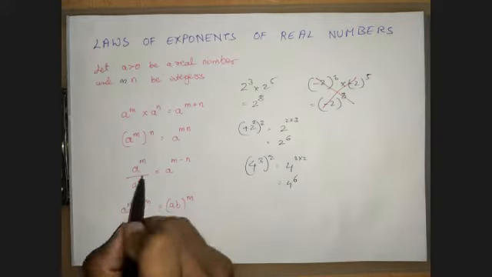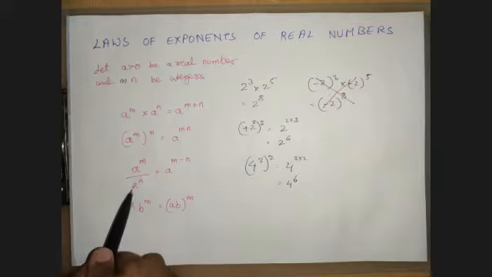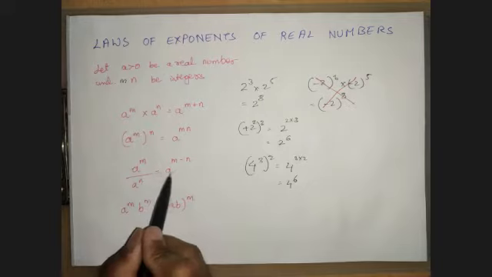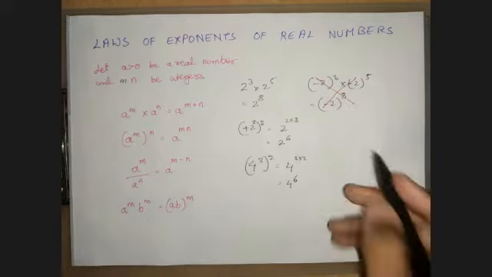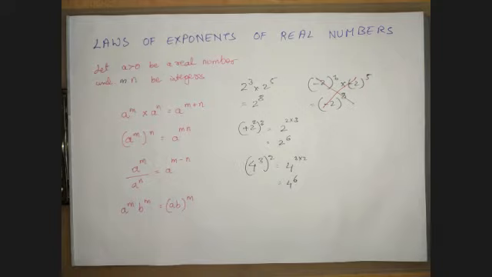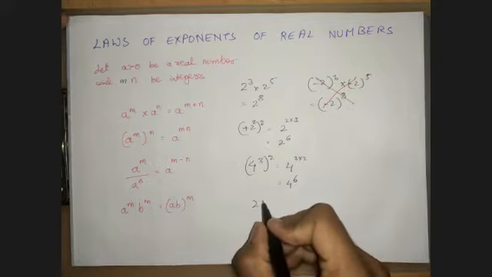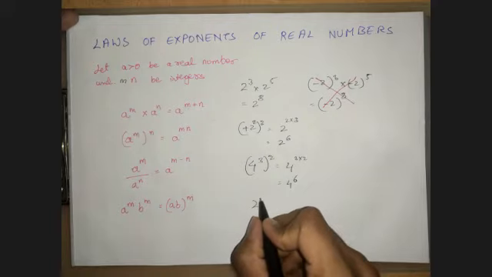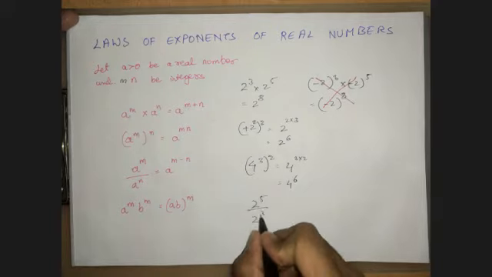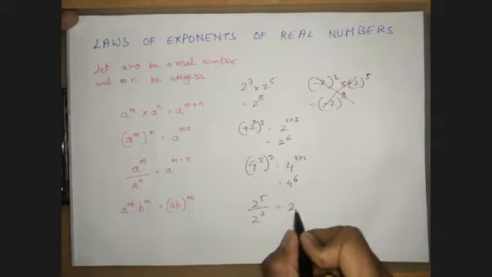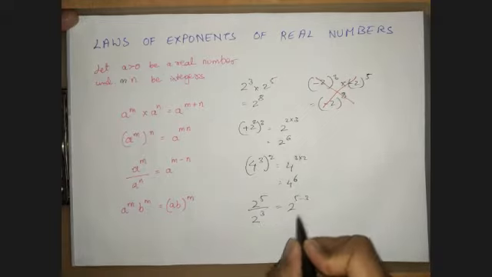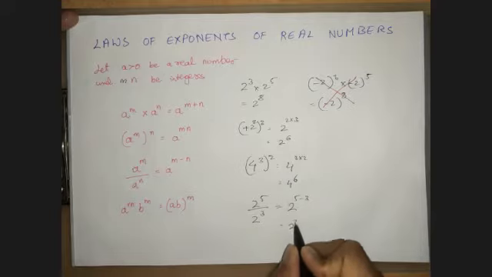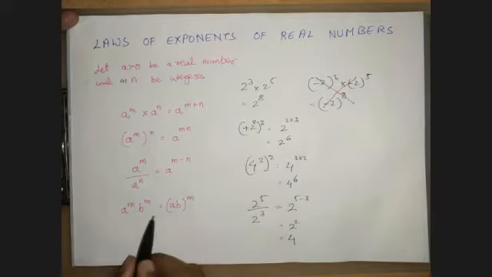Now, in the same way, when we divide two numbers which have the same base but different exponents, we can write it as a power m minus n. For this, let us take an example. It is 2 power 5 by 2 power 3. So I can write this as 2 power 5 minus 3, or this can be written as 2 power 2, which is equal to 4. It's a typical example for this.